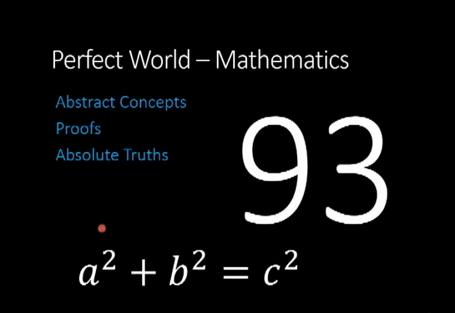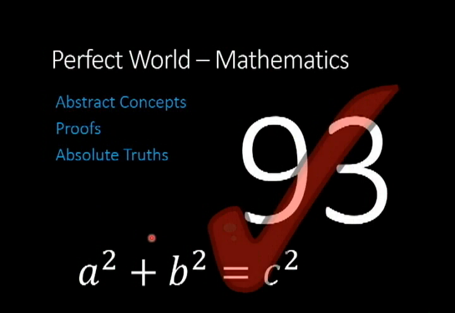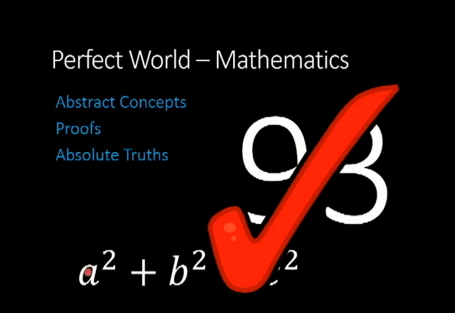And that's the case with every right triangle. There is not one right triangle that you can draw where this is not the case. So we can say with absolute certainty that a squared plus b squared equals c squared is true for every single right triangle.